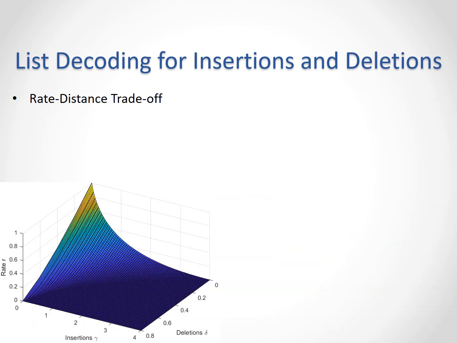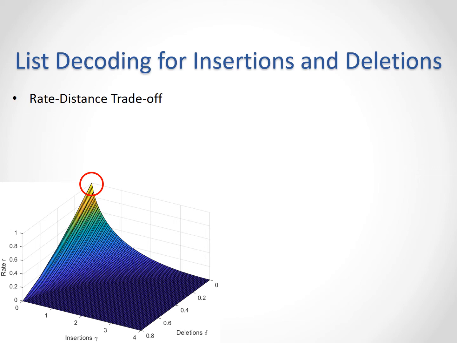In the list decoding setting, the trade-off between rate and distance is characterized by a three-dimensional plot that indicates the largest possible achievable rate for any pair of delta and gamma, which are the respective fractions of deletions and insertions. As you can see, at the point (0, 0), where we have no errors, the maximum possible rate would be 1, and as delta and gamma increase, the rate drops.